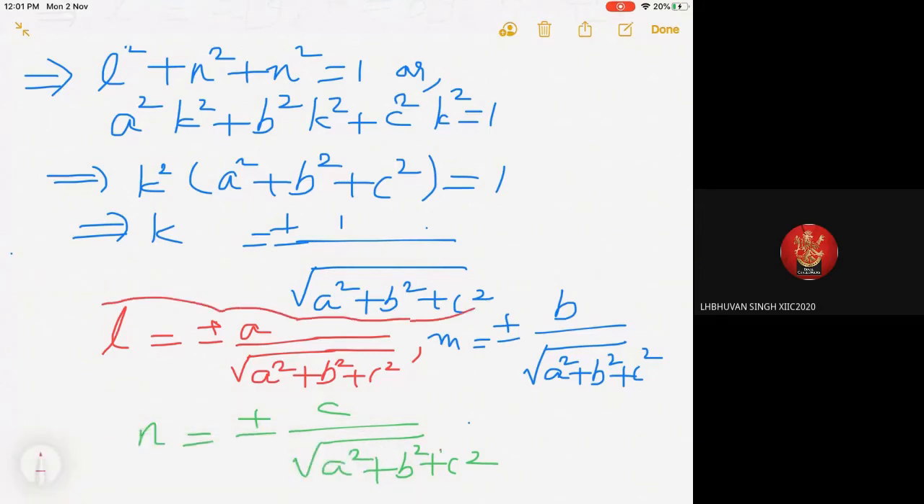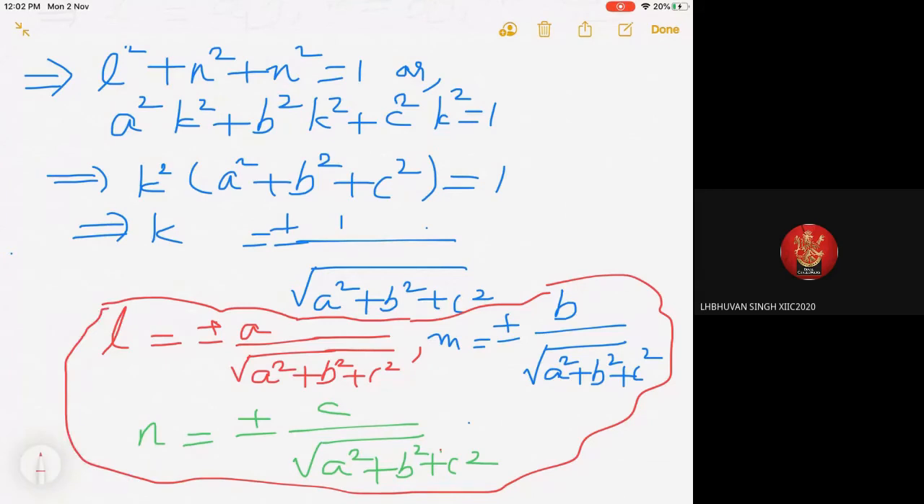This formula is very important. How to convert direction ratio to direction cosine. What are the direction ratios? Direction ratios are A, B, C, and direction cosines are L, M, N. So this is a way to convert. This formula is very important.